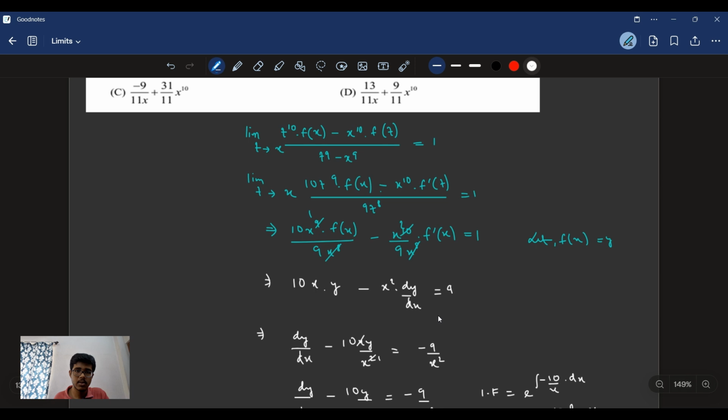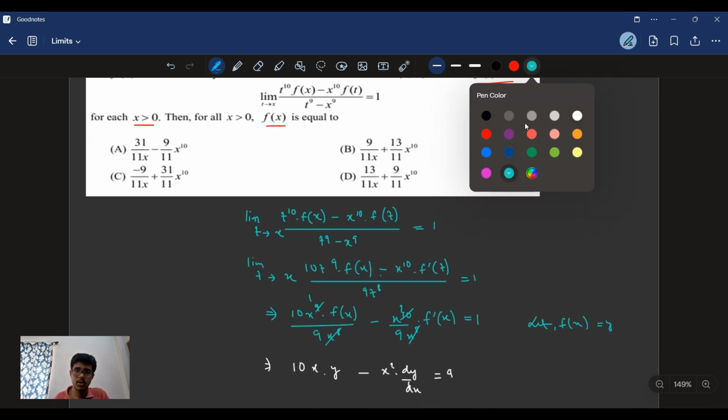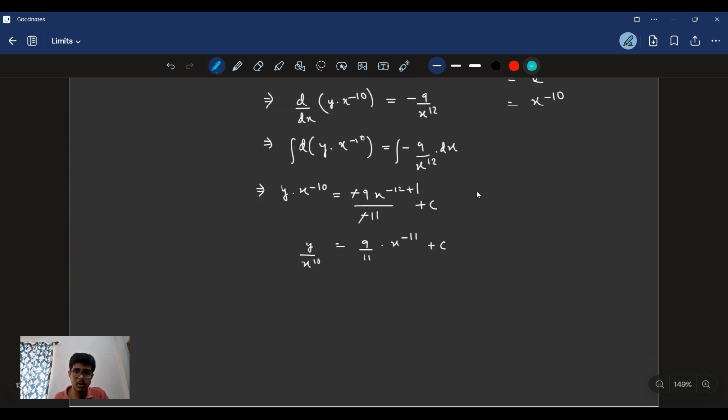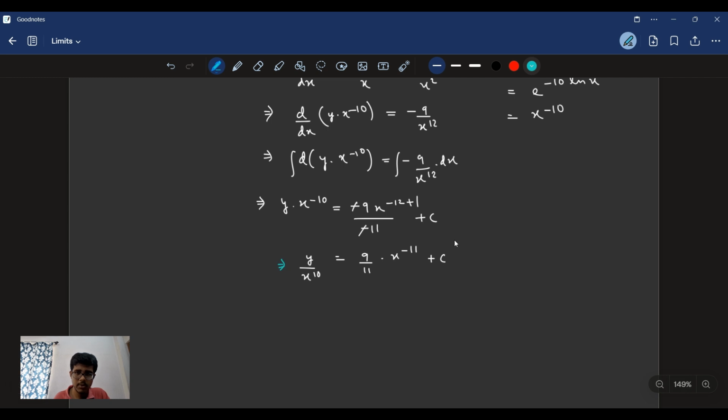So here in this question we are also given one more thing that you can use, that is f(1) is equal to 2. We must use it to find the value of c. So f(1) means x is equal to 1 and y is equal to 2, and 9 by 11 into 1, and c. So 2 minus 9 by 11, it is basically going to be 22 minus 9, that is 13 by 11, is equal to c, right?